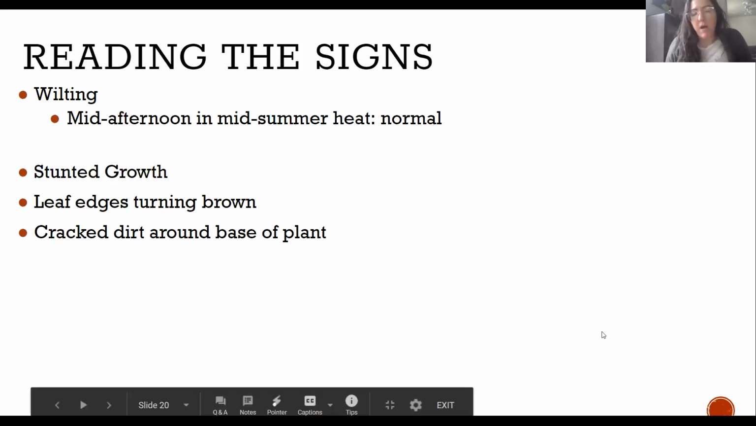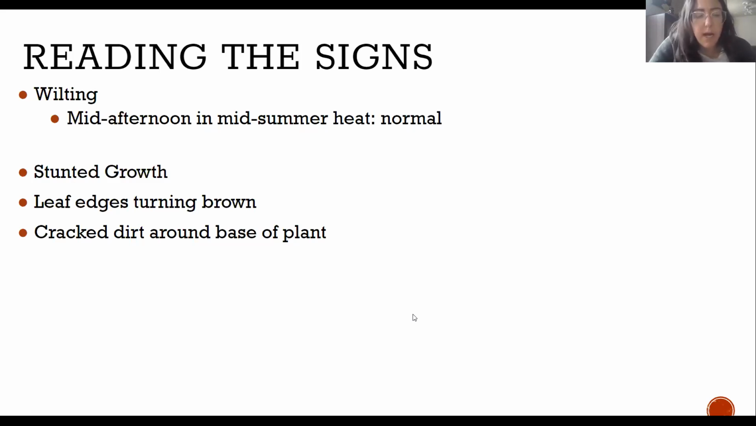Leaf edges turning brown is a sign that, and I always switch this in my mind, that they're getting too much water, Bethany? Yeah, yep. That they're getting too much water. They'll turn yellow first and then brown. So brown is too far. Yellow, yeah. And then there's the idea of cracked dirt around the base of the plant. I feel like we've all seen these images of dried out soil, which can be a sign that the soil is not moist enough, and so those are some signs.